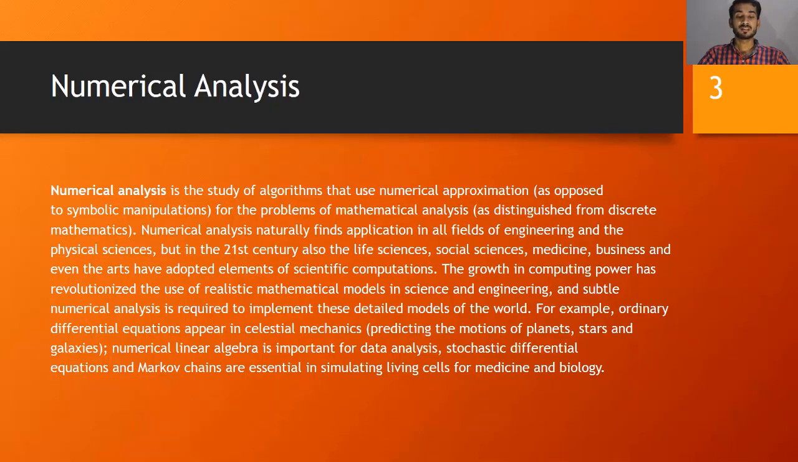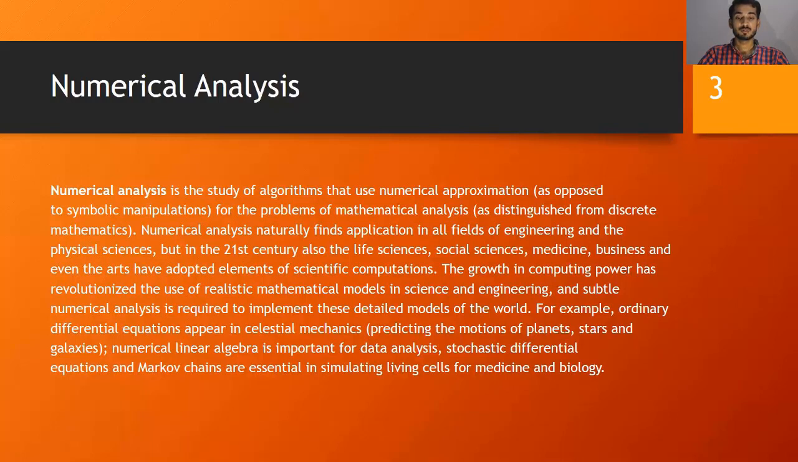But in the 21st century, the life sciences, social sciences, medicine, business, and even the arts have adopted elements of scientific computation. The growth in computing power has revolutionized the use of realistic mathematical models in science and engineering.